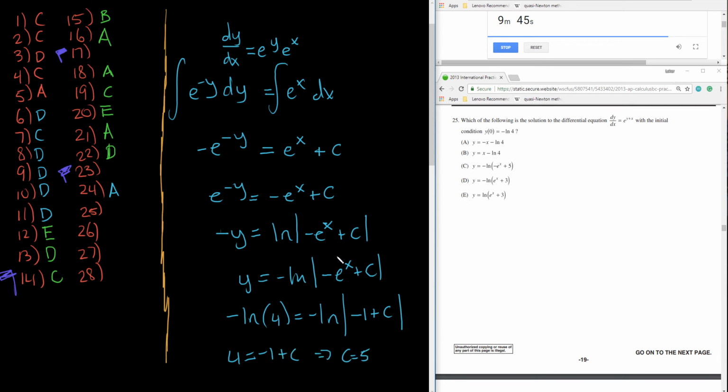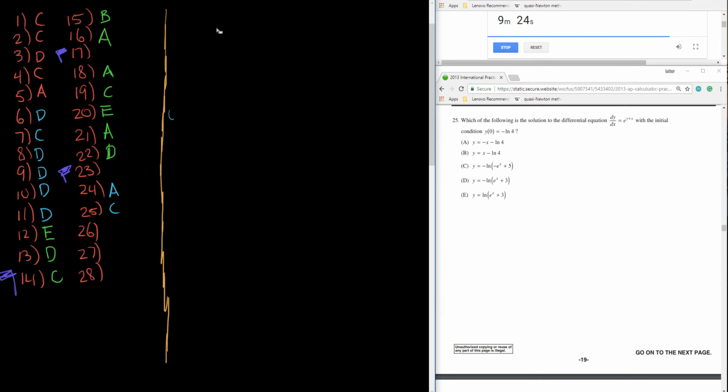Okay, so if we go back to our general solution and plug in 5, we get that y equals negative natural log of negative e to the x plus 5, or answer C. That's correct, right? Yeah. Okay, great. Let's delete this and get rolling on another problem, so we don't hold ourselves up too long.